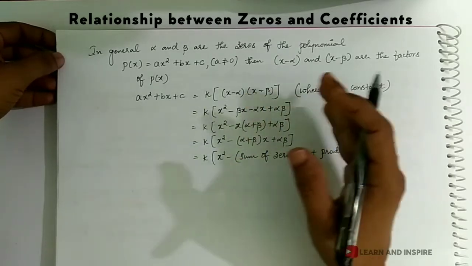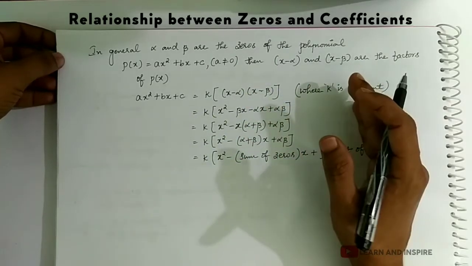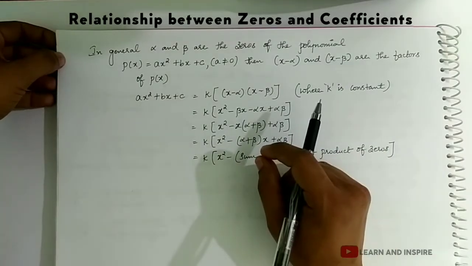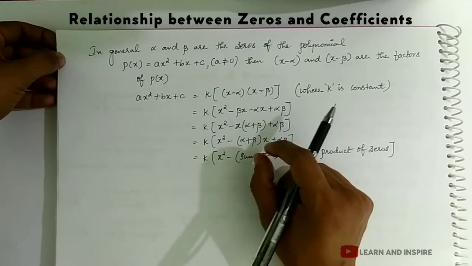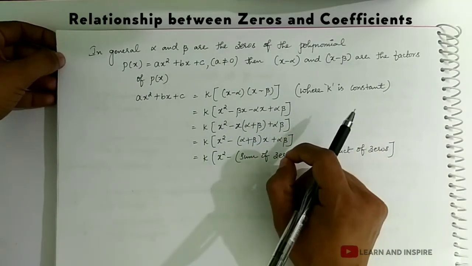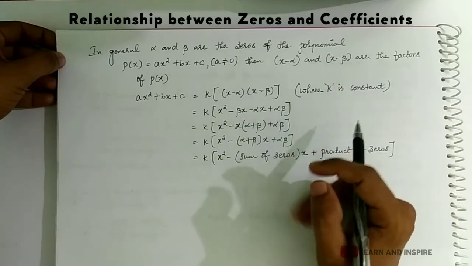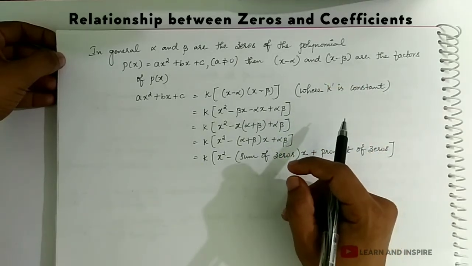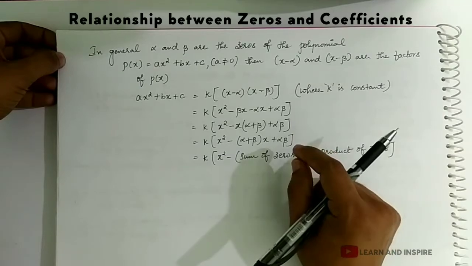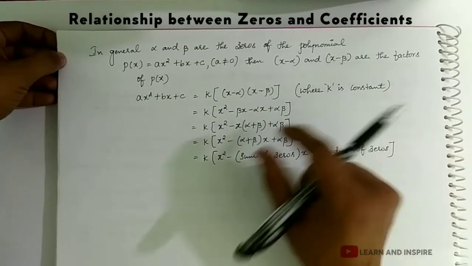So as we know, the sum of the zeros is alpha plus beta, which is equal to minus b by a, whereas the product of the zeros is equal to c by a, which is nothing but the constant term by the coefficient of x square. When a quadratic polynomial is given, you have to find the sum of the zeros and the product of the zeros.